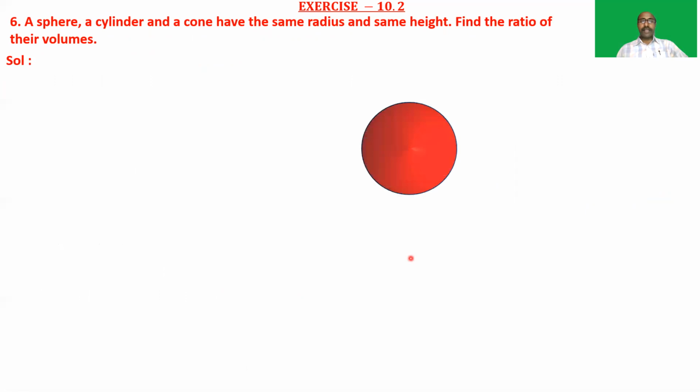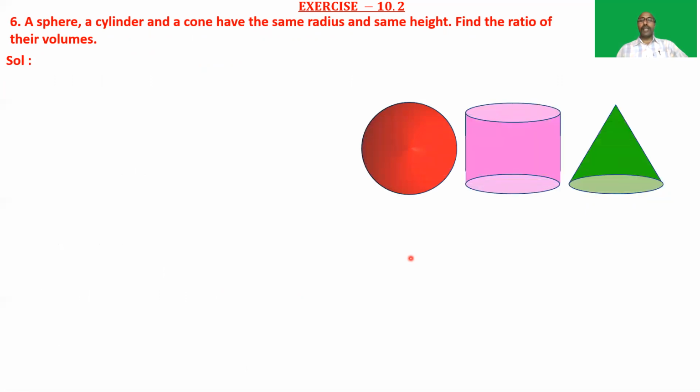A sphere, a cylinder, and a cone have the same radius and same height. Find the ratio of their volumes. So in this problem, we have a sphere, a cylinder, and a cone. It is given that the radius of these three figures is the same, as well as the height. The height of the sphere is nothing but its diameter.